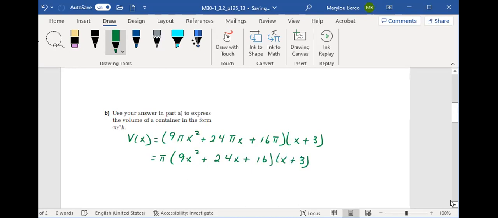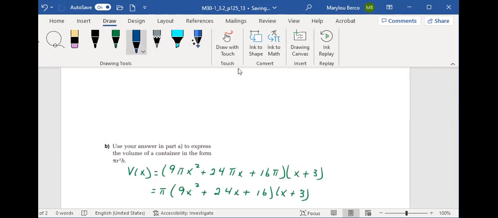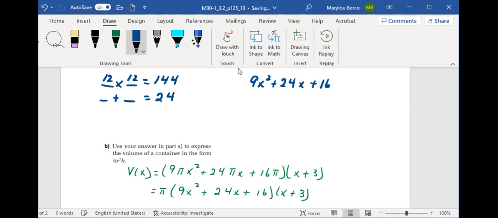So we need to use decomposition to break down 9x squared plus 24x plus 16. To do that, I'll just give you a reminder on decomposition. 9x squared plus 24x plus 16. So something times something equals 9 by 16, which is 144, and those same numbers have to add up to the middle term of 24. So those numbers will be 12 and 12.